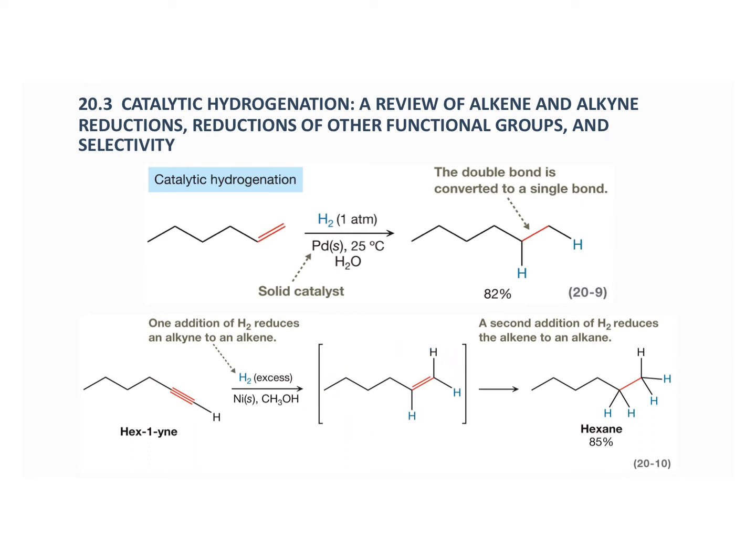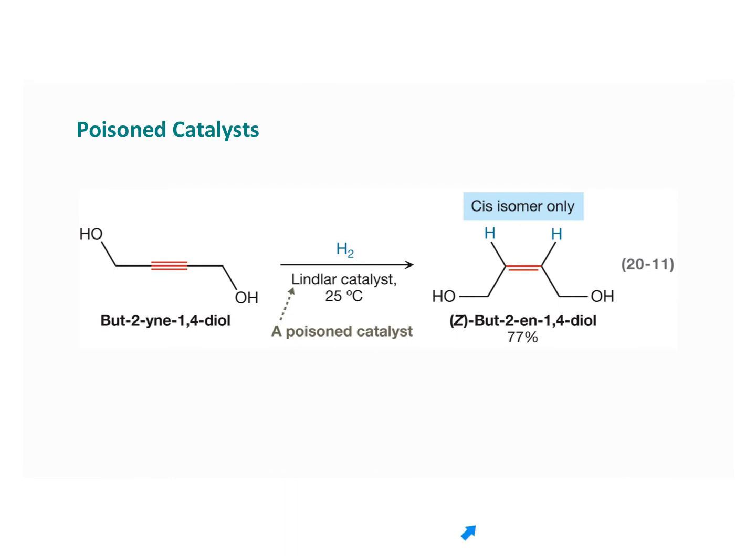Now, a lot of times it's advantageous to stop the reaction right here. And one of the ways to do this is a poison catalyst. The poison catalyst that we talked about was the Lindlar catalyst, and it will stop it here at the cis alkene stage. And so that's a really helpful way to stop it. So we've reviewed that a little bit. We've seen this before, but here's some additional information.